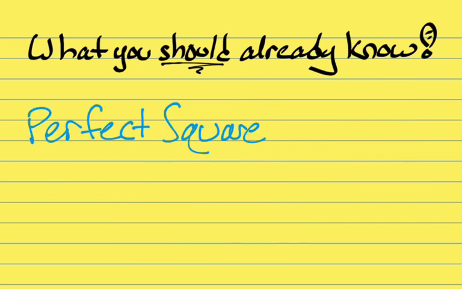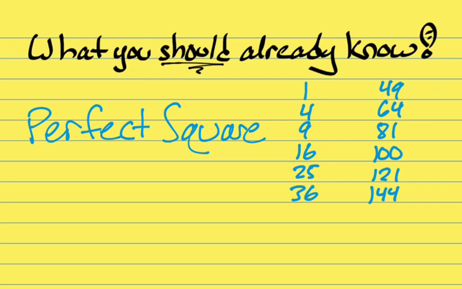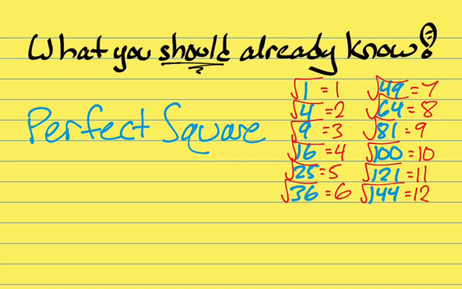Okay, one last thing you need to know. You gotta know your perfect squares. They're these numbers right here. They're special because if you take their square roots, you'll get these numbers here. Notice how it's 1 through 12.